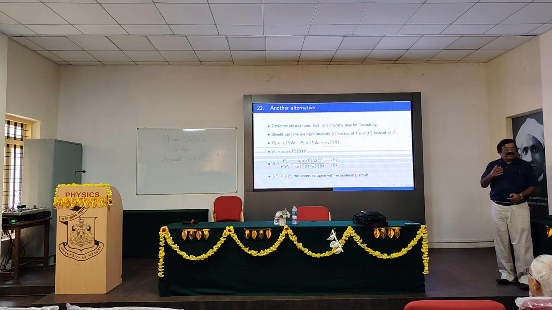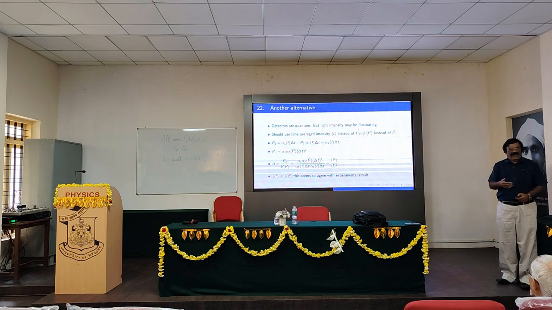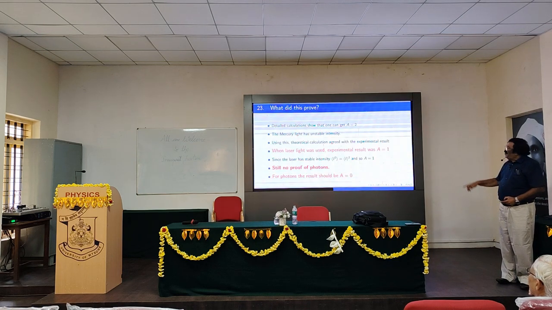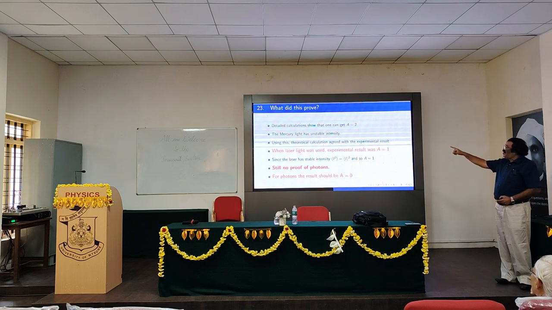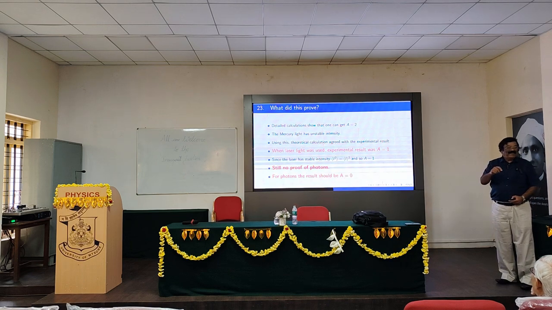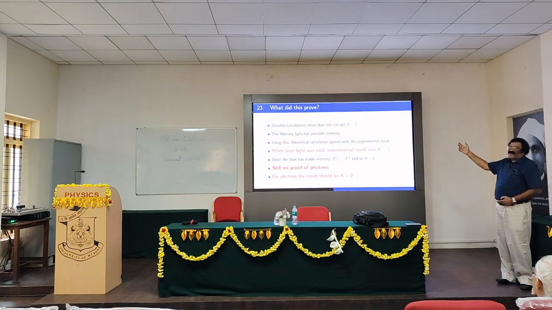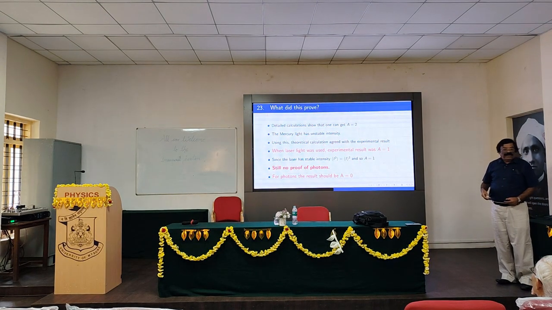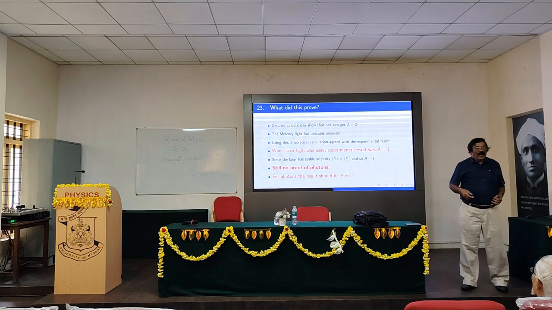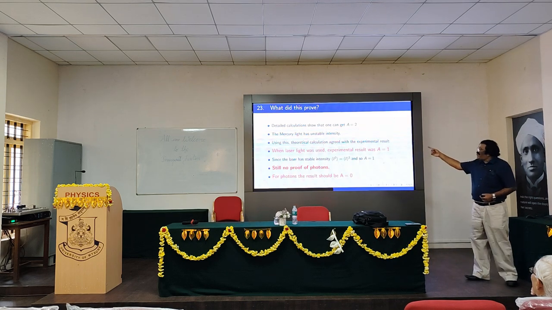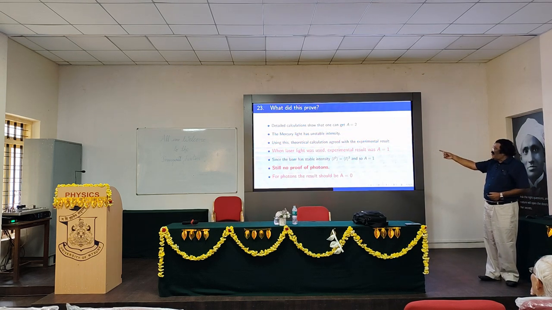So by suspecting light's intensity to be varying in time, we have come to a situation something like this. Detailed calculations show that one can get A is equal to 2. Using this and using perturbation theory, physicists were able to get the answer A is equal to 2. By getting this answer, what was answered? The detector problem was answered, right? The mercury light has unstable intensity, and this theoretical calculation agreed with the experimental result.